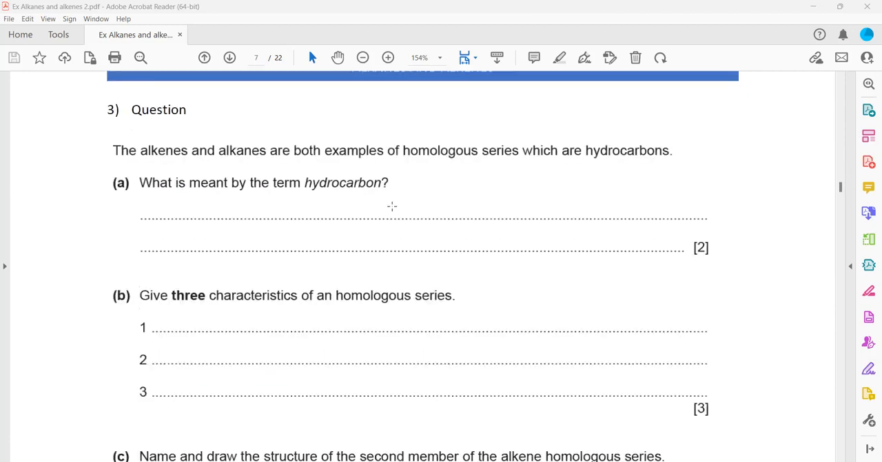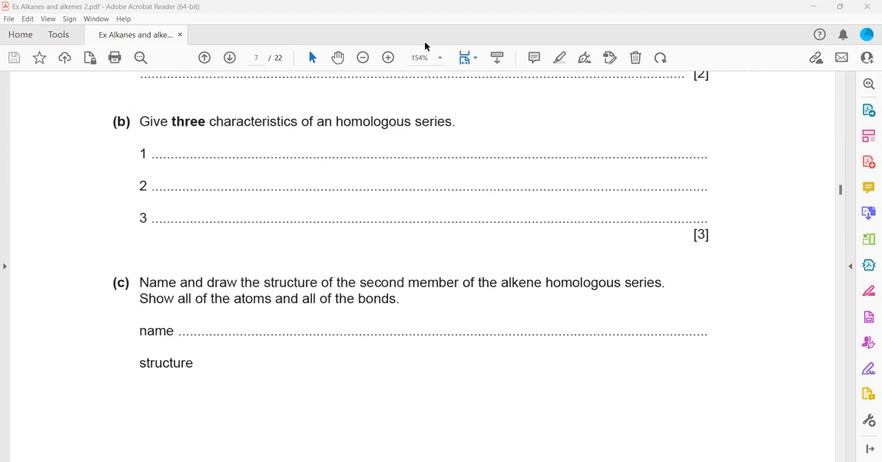Question 3. The alkanes and alkenes are both examples of a homologous series of hydrocarbons. What does the term hydrocarbon mean? Compounds that contain carbon and hydrogen only. One mark is for only, and one mark is for hydrogen and carbon. I'm not writing it because we already had this discussion.